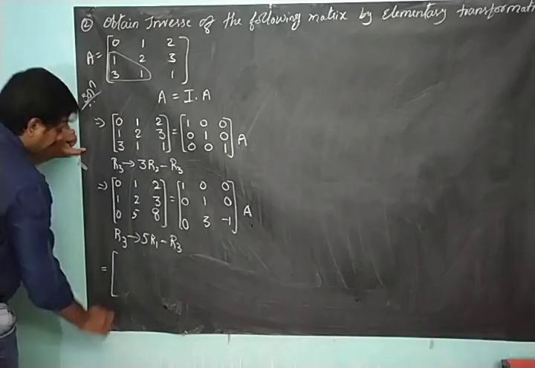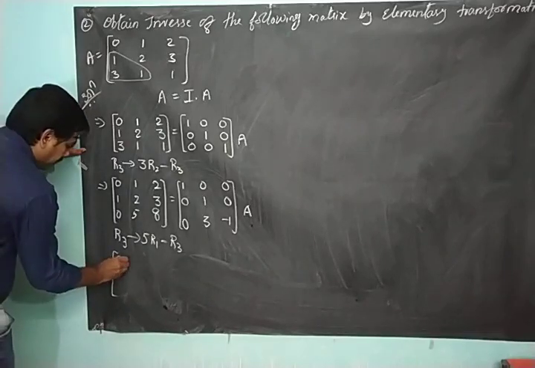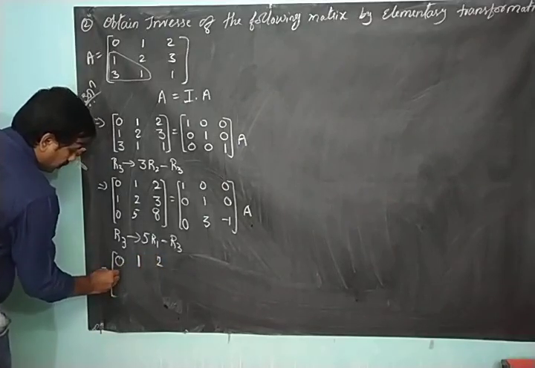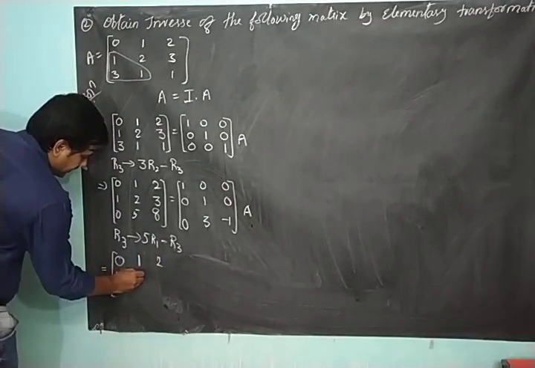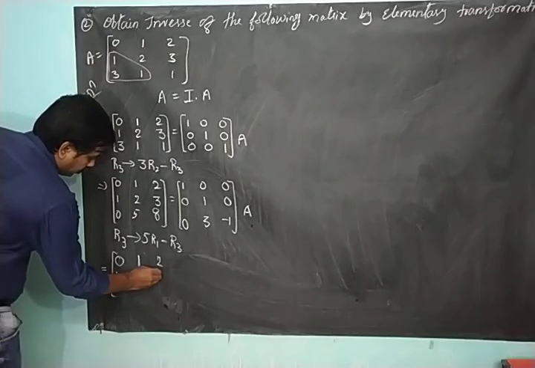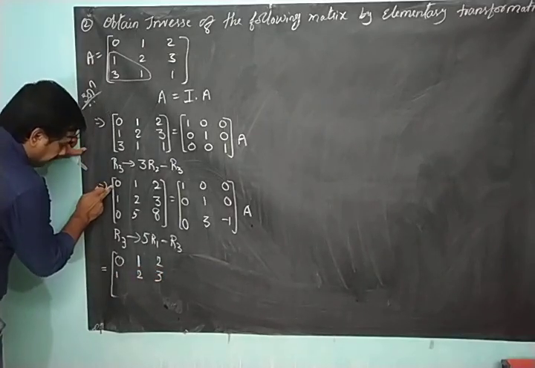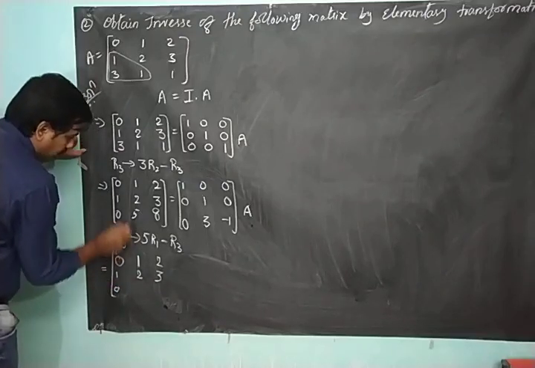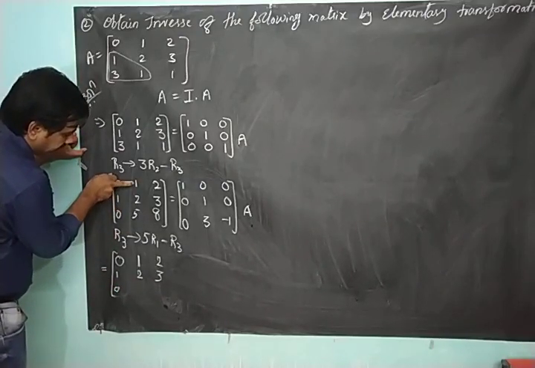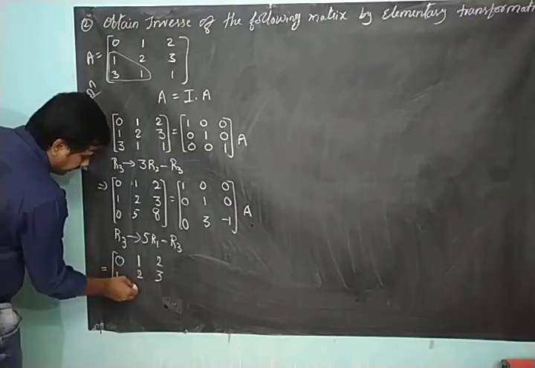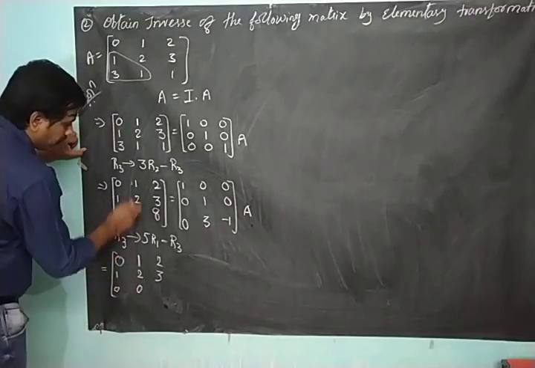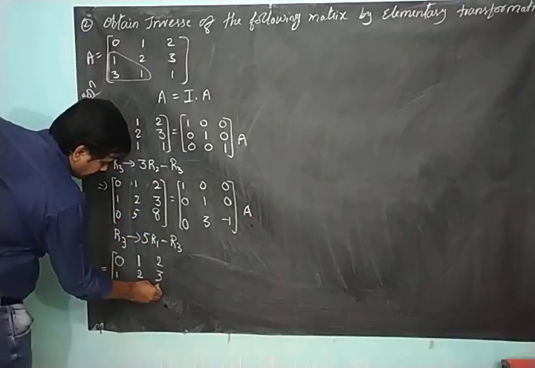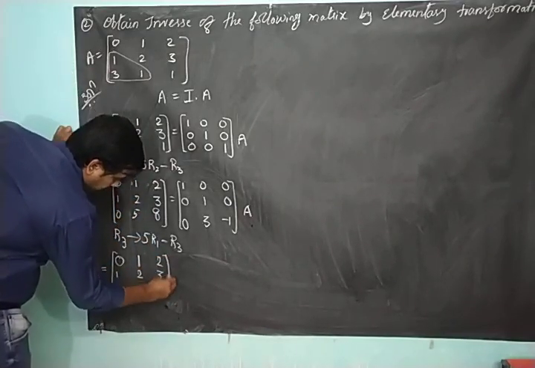Okay. 5R1 minus R3. So R1 remains as it is, 0, 1, 2. R2 also remains as it is, 1, 2, 3. And this one, 5 into 0 is 0 minus 0 is 0. And 5R1 means 5 into 1 is 5. 5 minus 5 is 0. 5R1 means 5 into 2 is 10. 10 minus 8 is 2.